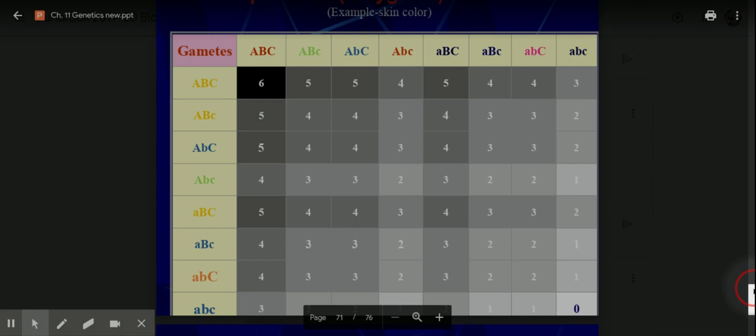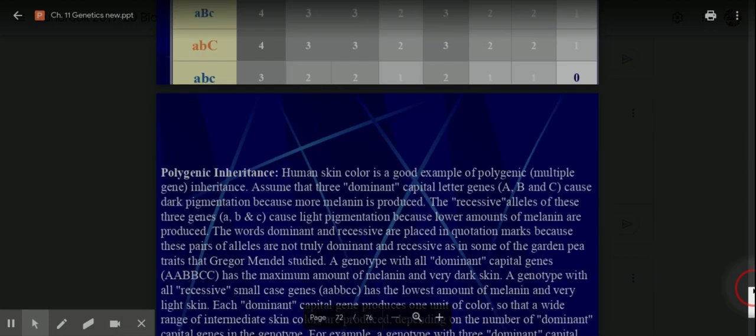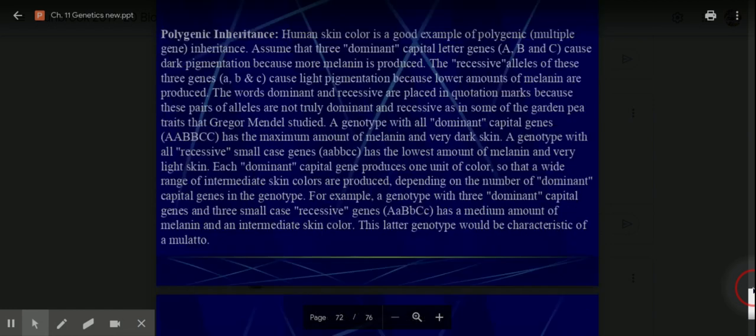All right, so please just realize that things are sometimes not as simple as we've been talking about, and they're also not as simple as you talked about in eighth grade when you did genetics. So I'll let you read this on your own, but it really says what I was just telling you.